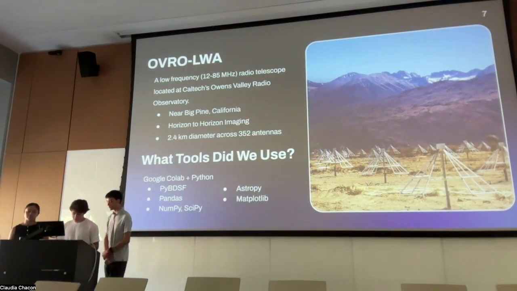The OVRO-LWA is a low-frequency radio telescope located in the Caltech Owens Valley. The OVRO-LWA is different from what you imagine a telescope to be because radio waves have such long wavelengths. Radio telescopes need to be much larger to have comparable results to optical telescopes. Rather than trying to build a single dish miles wide, the OVRO-LWA is made up of 352 antennas that work together as a single instrument. The longest baseline, or diameter, of the array is 2.4 kilometers.